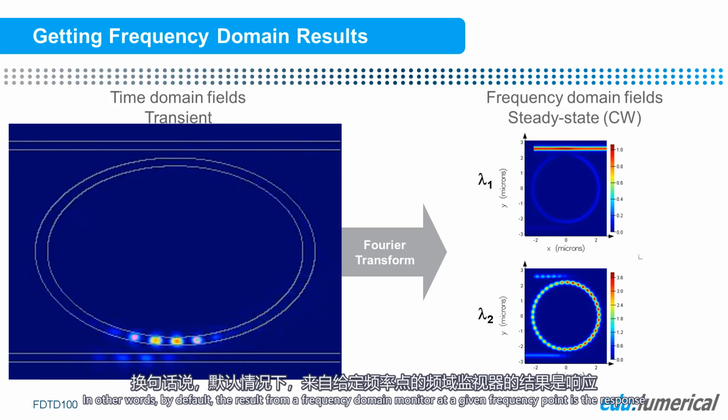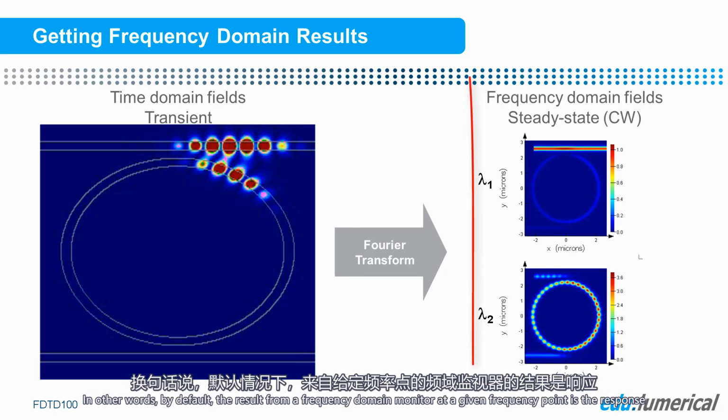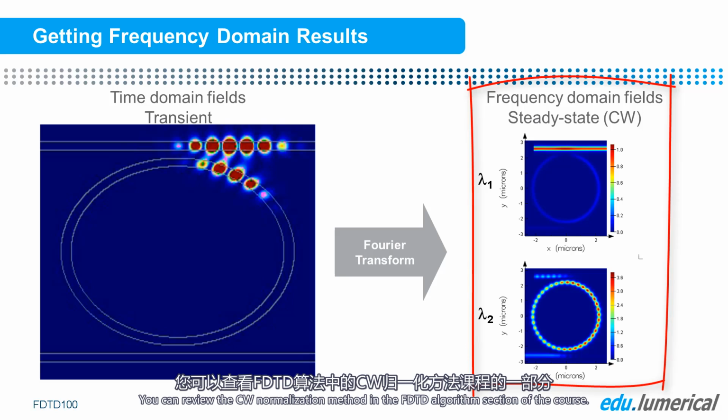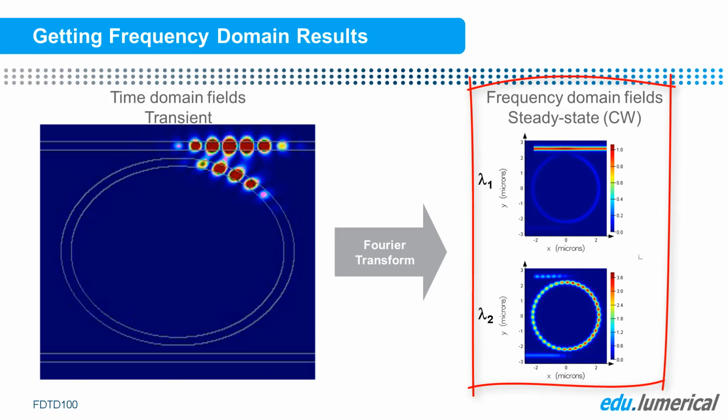In other words, by default, the result from a frequency domain monitor at a given frequency point is the response as though the source is injecting a continuous wave at the specified frequency with amplitude 1. You can review the CW normalization method in the FDTD algorithm section of this course.